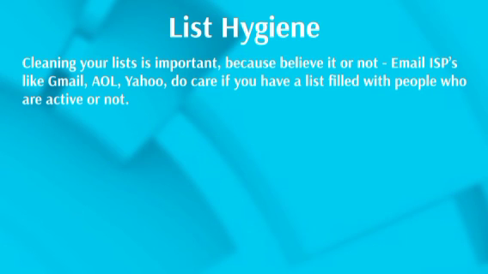So, going back to what we talked about in single opt-in versus double opt-in: if you create a double opt-in list, you still need to do a little bit of cleaning, but not as much as with a single opt-in list, where you could be getting a bunch of fake emails. So in other words, clean your lists consistently and maintain that every single month. Because like I said, email ISPs like Gmail, AOL, and Yahoo do care whether you have people on your list that are actually active or not. If they're not, that can be an issue.